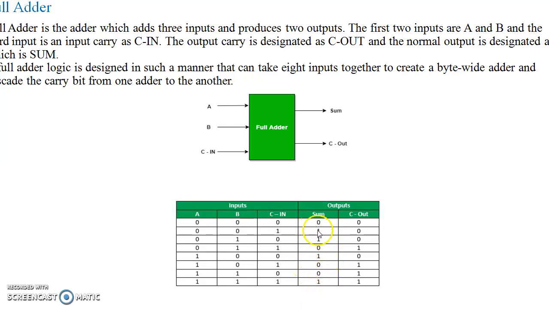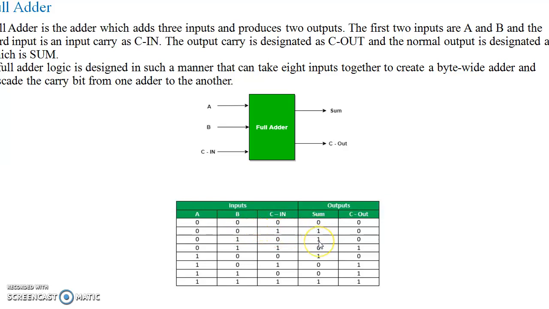So in this one the input values are 0 0 1. So the possible combination is A bar, B bar, C in. 0 stands for complement and 1 stands for normal form. So 0 means A complement. Here B equals 0 means B complement. Here C in equals 1 means only C in. So A bar, B bar, C in.